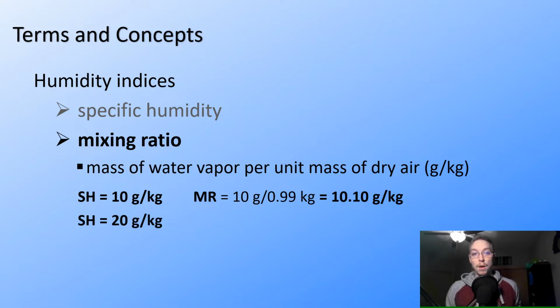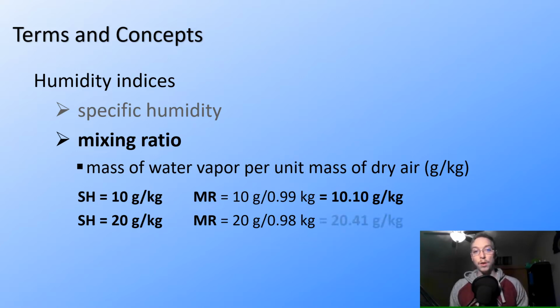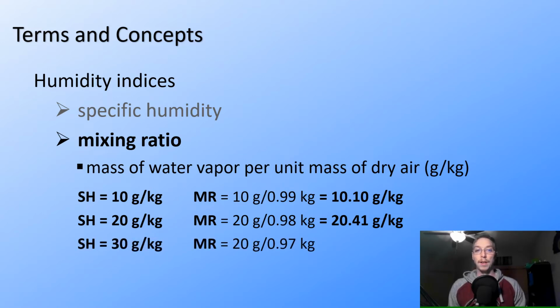Likewise, if our specific humidity was 20 grams per kilogram, for the mixing ratio we'd say 20 grams divided by 0.98 kilograms. That'd give us 20.41 grams per kilogram. And for 30, we get 30.93.